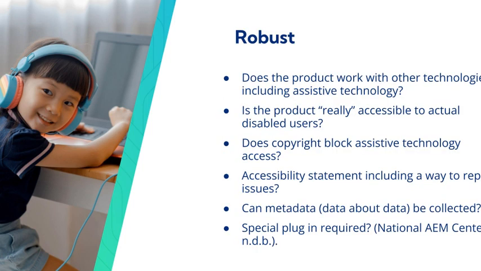Robust has to do with the interaction between a product or material and other technologies or issues. Some ideas are, does the product work with other technologies, including assistive technologies? Sometimes things are theoretically accessible, but they are not in practice. Is the product you are using really accessible to actual disabled users when it is manually tested and when you are interacting with students with disabilities?